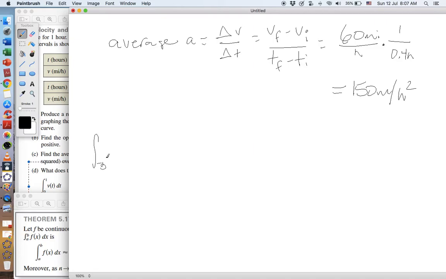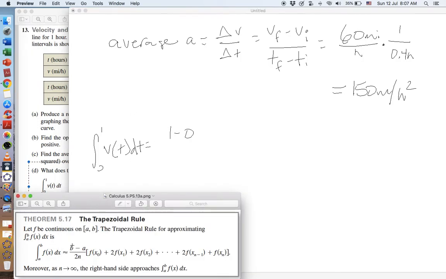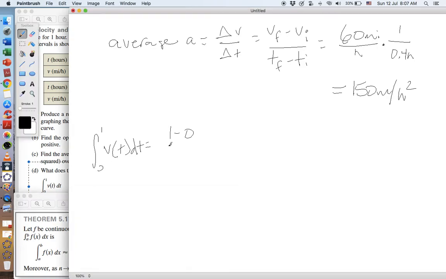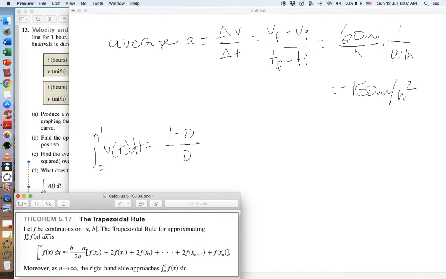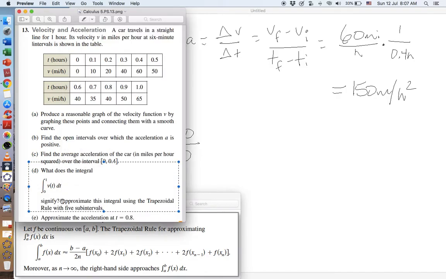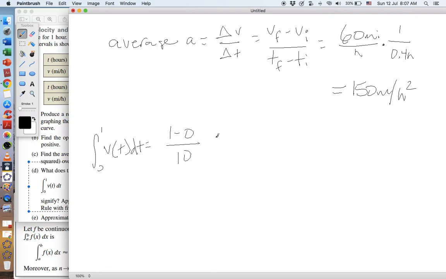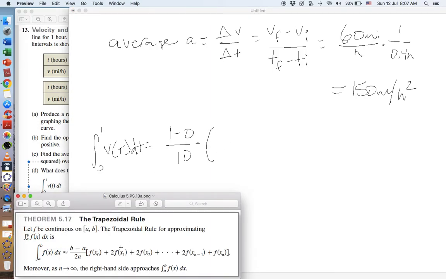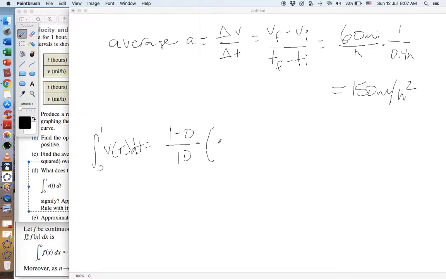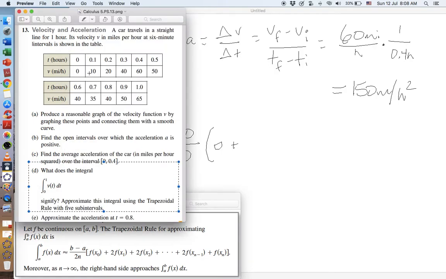We've got the integral from 0 to 1 of v of t dt is approximately equal to 1 minus 0. Again, this is b minus a. Here's b, here's a. 1 minus 0 over 10, because we have 2n, we're taking 5 subintervals, so 2 times 5 is 10. And then we're going to take f of x0, which is 0. We're going to add to that 2 times f of x1, 2 times 10.